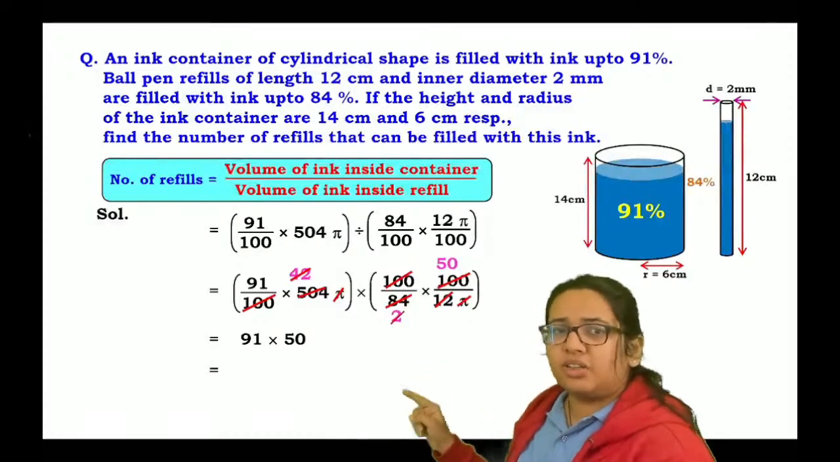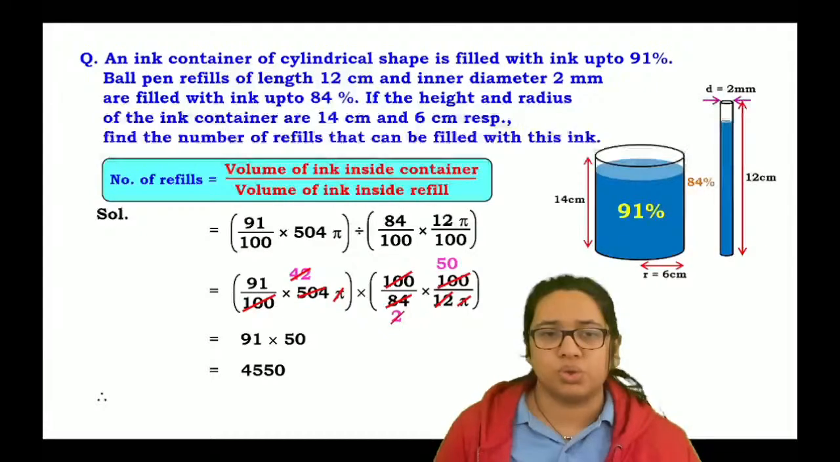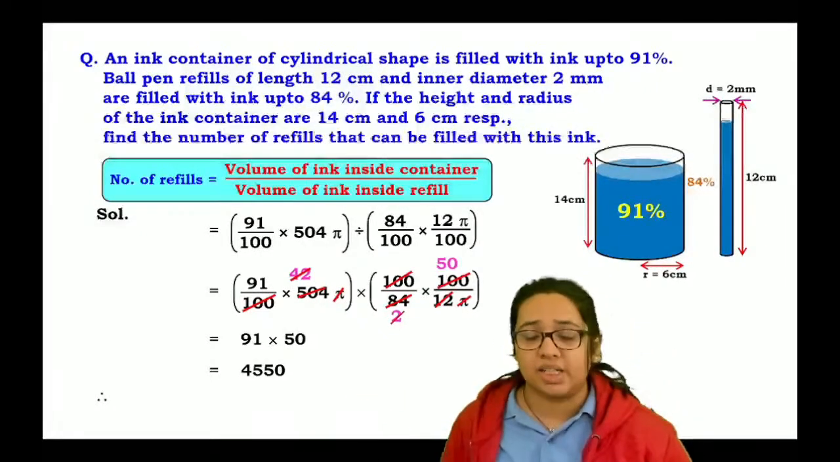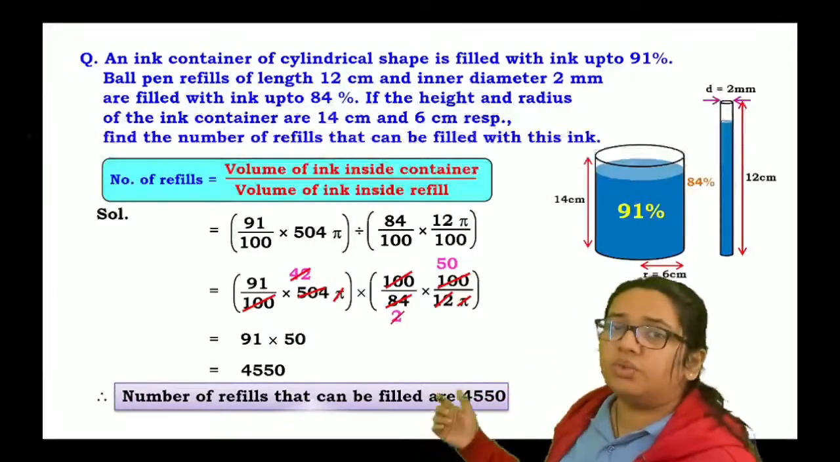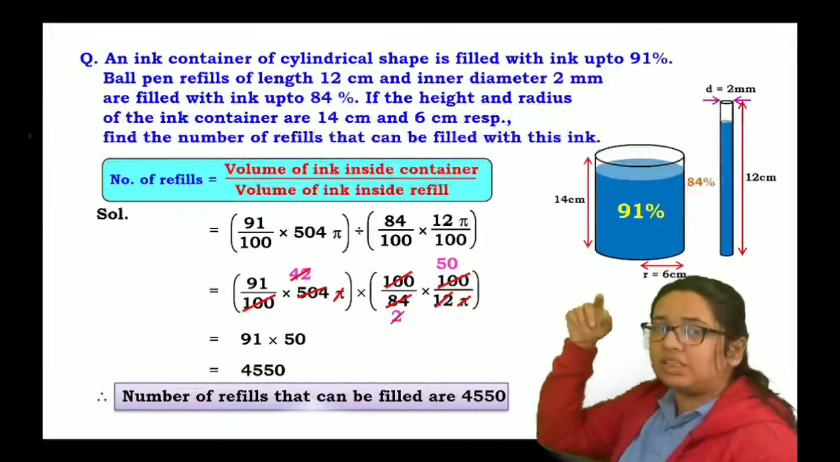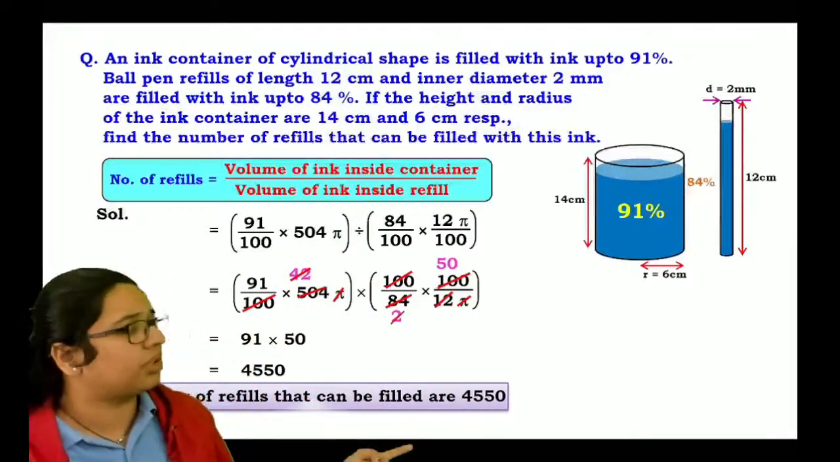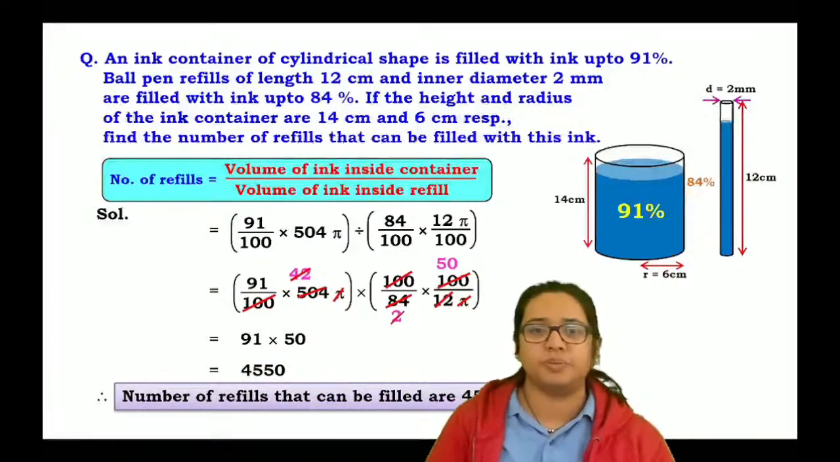Are you getting this calculation? We are just cancelling out whatever we can. So the answer will be 4550. That is, the total number of refills that can be filled with the ink in the container is 4550 refills. Getting this one?